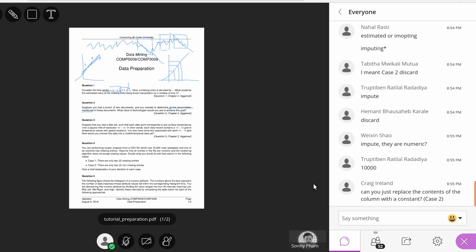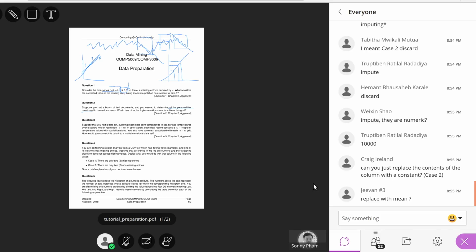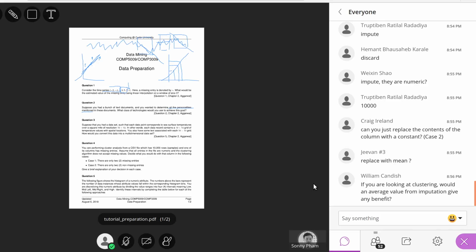with the mean or the average, as long as you have 10,000, if you take the average, that will represent the mean of the distribution very well, and therefore you can replace the 2 missing entries with the average. I think from the clustering perspective, that is not going to affect the performance significantly. It's going to be even better because we have fixed the missing entries, right?